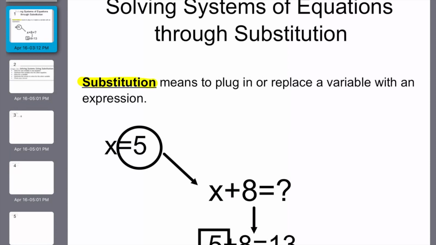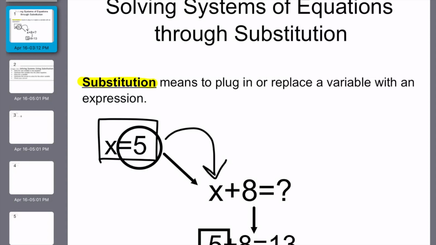Well, substitution means to plug in or replace a variable with an expression. So I have a little example here down at the bottom. If I were to say that x equals 5 and I were to be given something else like x plus 8 equals something else, I could say, oh, I already know what x is. x equals 5. So I know that 5 is the same thing as x. So I can take that 5 and plug it in where my x is. And now this changes to be 5 plus 8, which I know actually becomes 13. But this is just a simple idea of what substitution actually means.